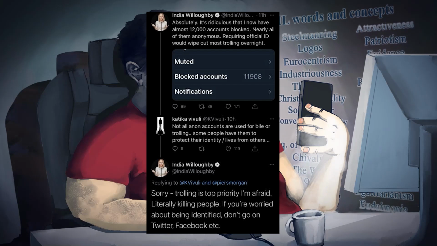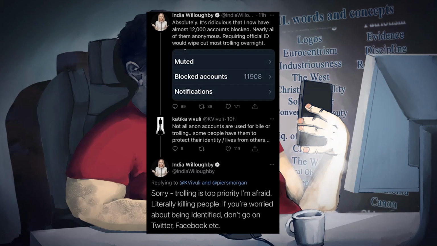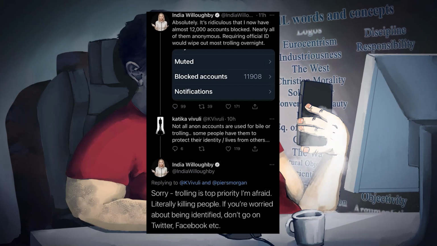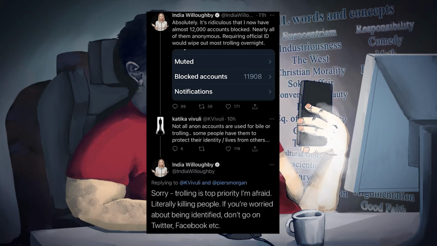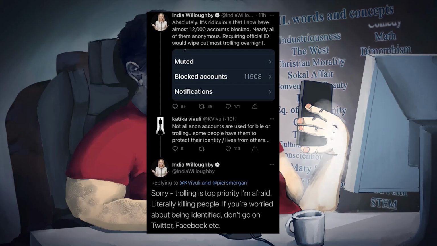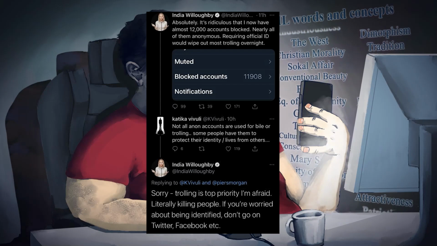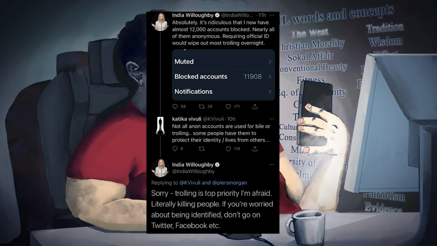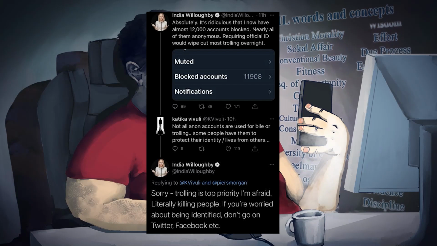"Not all anonymous accounts are used for bile or trolling. Some people have them to protect their identity or their lives from others." And of course, the verified replies with, "Sorry, trolling is the top priority, I'm afraid. It's literally killing people. If you're worried about being identified, don't go on Twitter or Facebook." Trolling's literally killing people, guys.